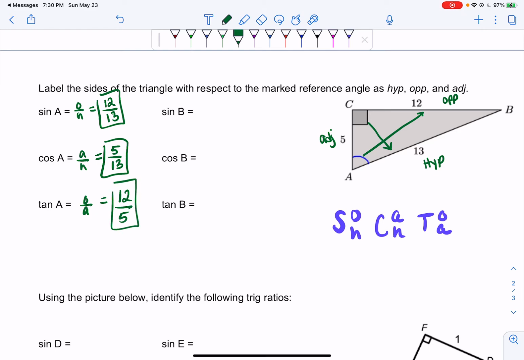Now what I'm going to do is erase my markings because now we're dealing with a different reference angle. If you look at this set of problems, we're dealing with B as our reference angle. So we're going to be looking at B as our reference angle.